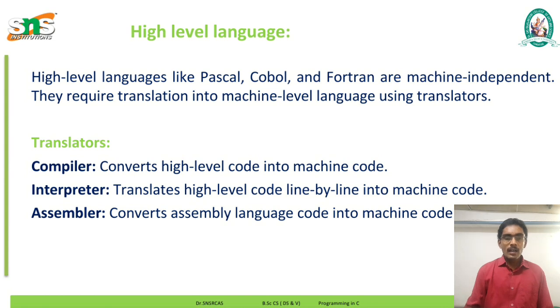Here, a compiler converts the entire high-level code into machine code before the program runs, which is efficient for large programs, and an interpreter translates high-level code line by line into machine code, checking errors as it runs. It is slower but useful for smaller and interactive programs. Whereas an assembler converts assembly language code into machine code, enabling computers to execute human readable instructions.